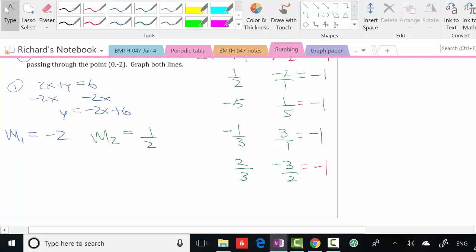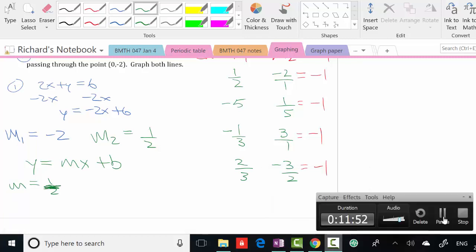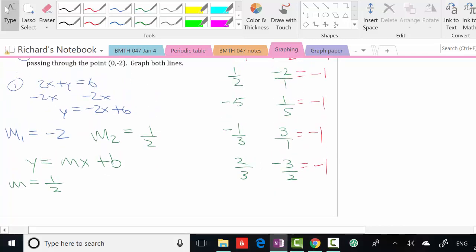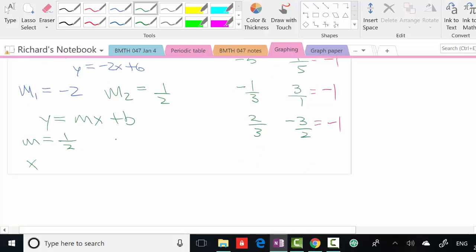Here we go. The second line will have the equation of general form y equals mx plus b. In this case, m is going to be equal to 1/2 because the second line is perpendicular to the first line. And it's going through a point. The point that this second line is passing through is 0 and minus 2.